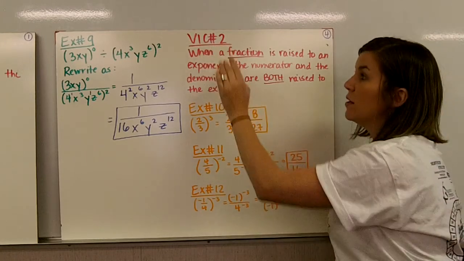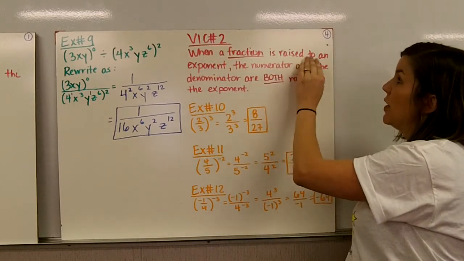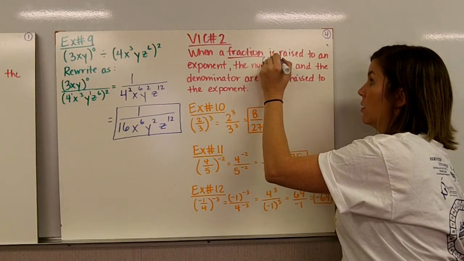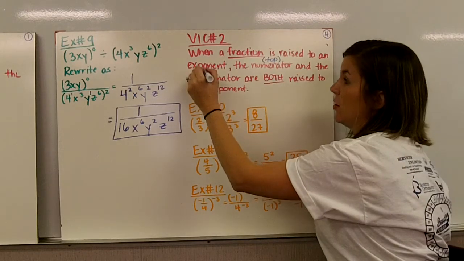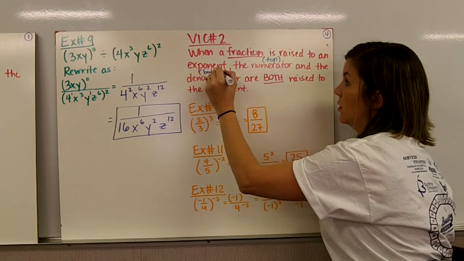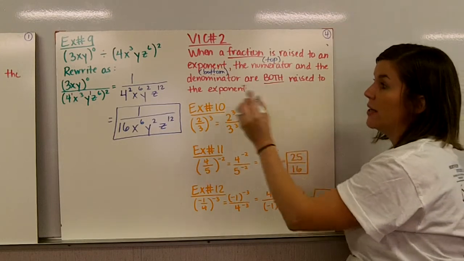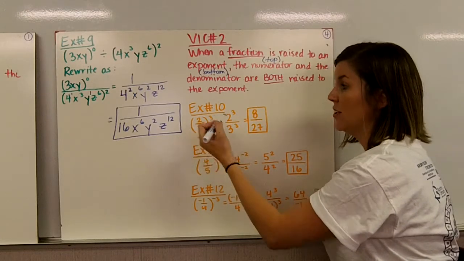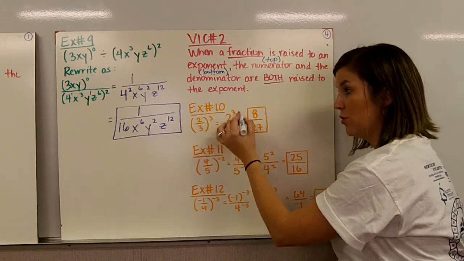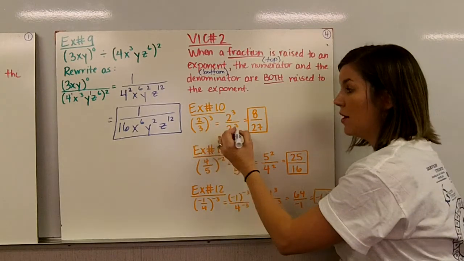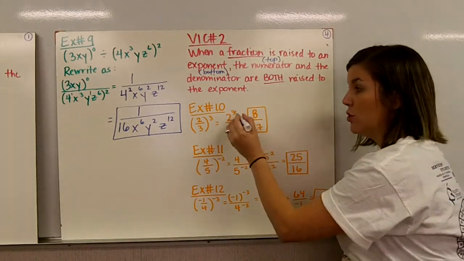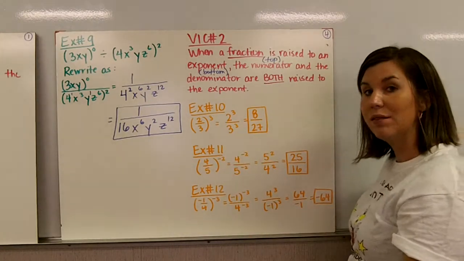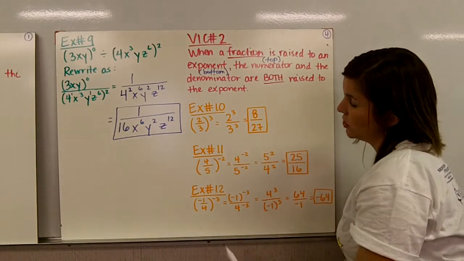All right, the last part, number 2. When a fraction is raised to an exponent, the numerator, that means the top of the fraction, and the denominator, that's the bottom, are both raised to the exponent. So for example, 2/3, this fraction is raised to the 3rd power. The top 2 gets the exponent of 3, and the bottom 3 gets the exponent of 3. 2 to the 3rd power is 8, 3 to the 3rd power is 27. This fraction, 8 over 27, cannot be reduced, so this is my final answer.